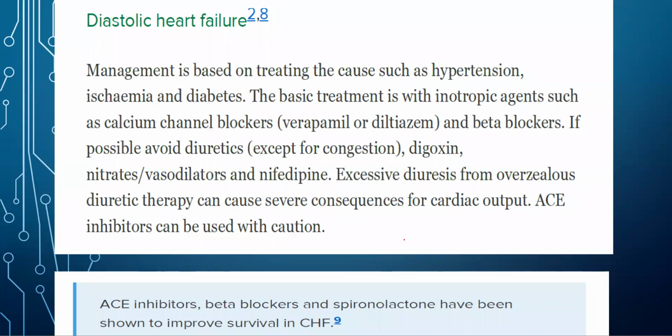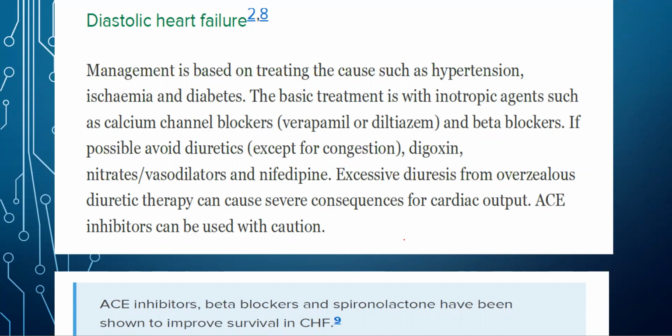Someone having chronic heart failure with atrial fibrillation, your management should start with beta blocker like metoprolol. But someone having acute decompensated heart failure due to atrial fibrillation, then you can use digoxin. I know this is a lot of things to take in, but these are important information.